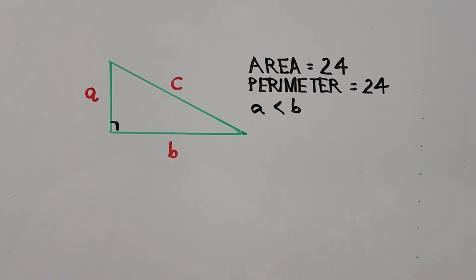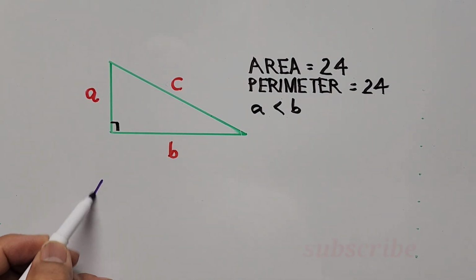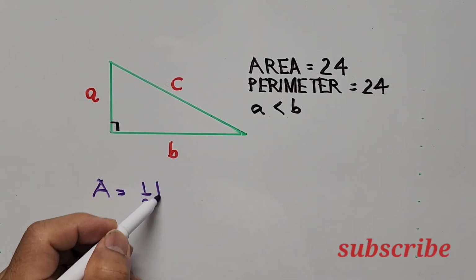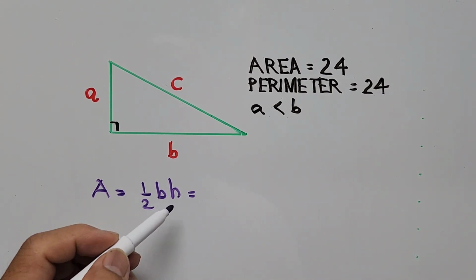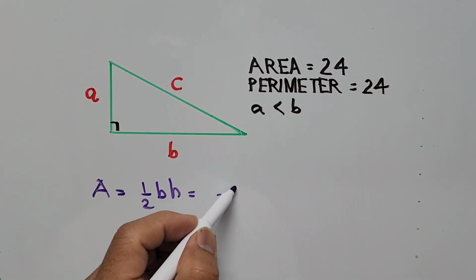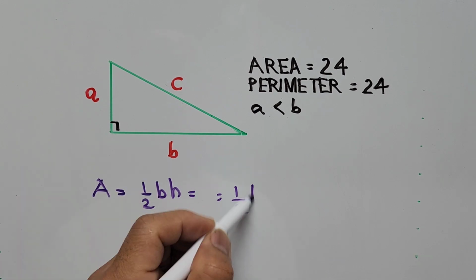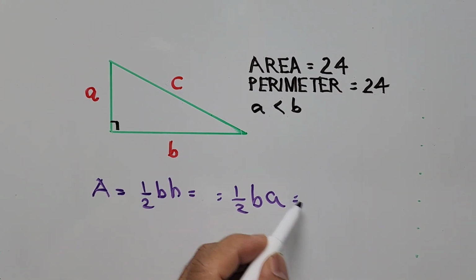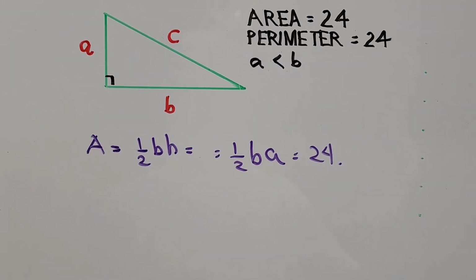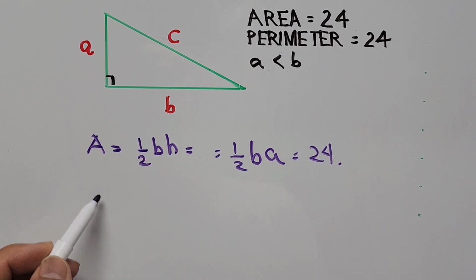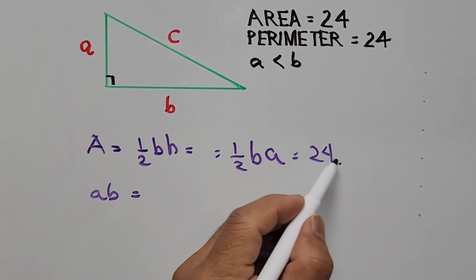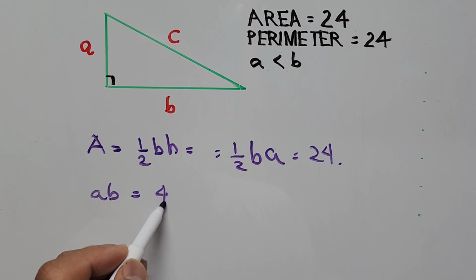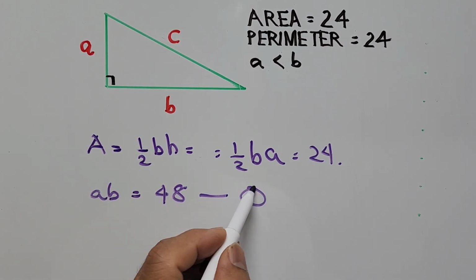So now let's go ahead with our solution. From the given area of 24 square units, the area of the triangle is equal to 1/2 of base times height, where the height here is A. So we have 1/2 of base B times A, and the given area is 24 square units. We can rewrite this as A times B equals 24 times 2, that is 48. So we can call this our equation 1.